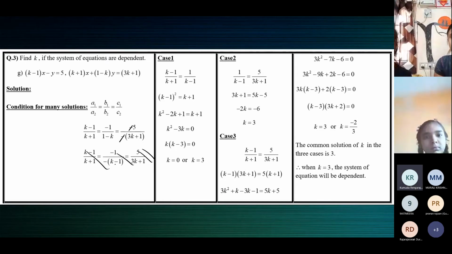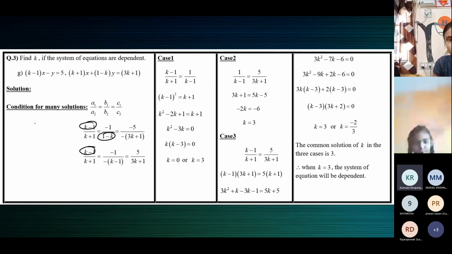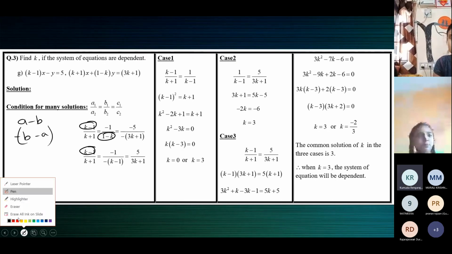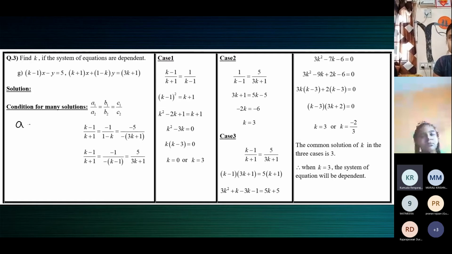What I've done here is, I'll just tell you what I have done here. I have a k minus 1 here. No, I have a 1 minus k here. I have a k minus 1 here and 1 minus k here. Remember that a minus b is nothing but minus of b minus a. Let me explain that more clearly. You can write a minus c. A plus b is b plus a.